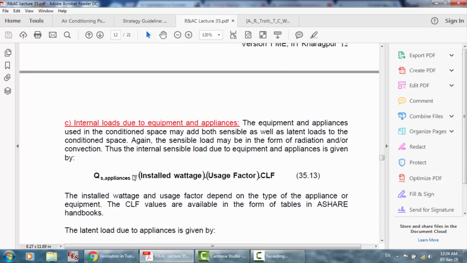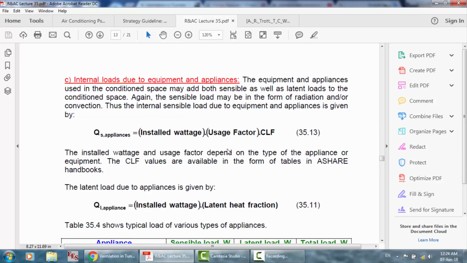Also, we talked about the appliances, and here we have the appliance installed wattage. Appliances used in the conditioned space may add both sensible as well as latent loads to the conditioned space. Again, the sensible load may be in the form of radiation or convection. Thus, the internal sensible load due to the equipment. Notice that this is the wattage of the heat, not the electric wattage.